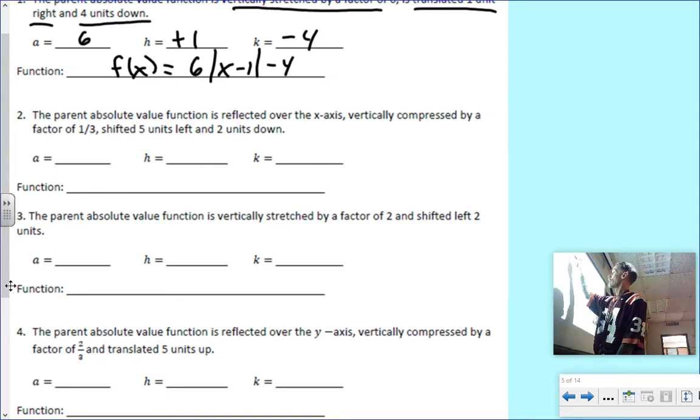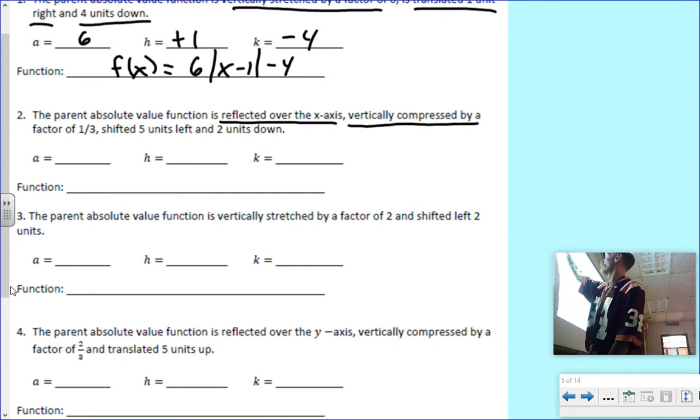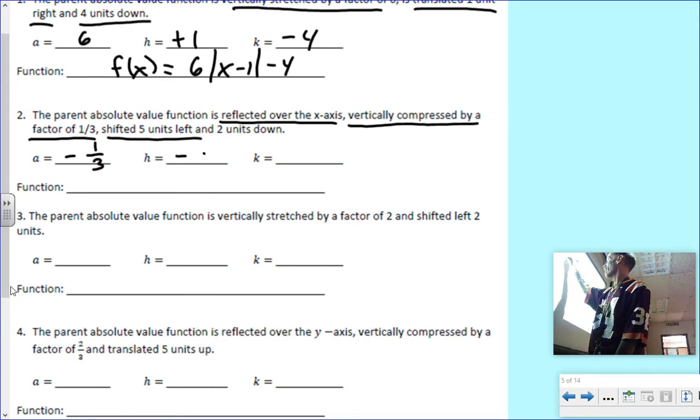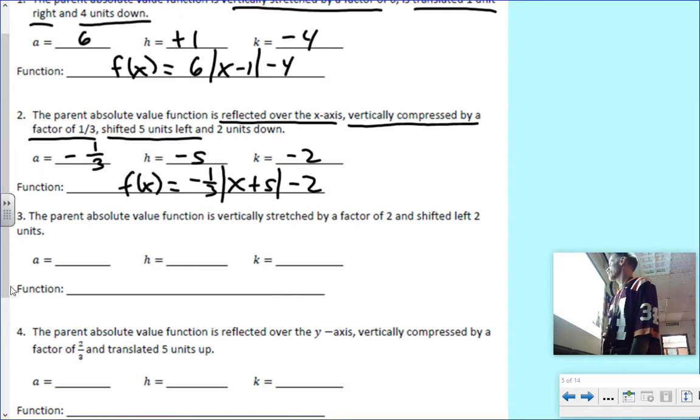Okay, so hopefully you got these done. So again, reflected over the x-axis, so we know the a is going to be negative, vertically compressed by a factor of 1/3. So that means a is 1/3, but it's also negative since it is a reflection. It's doing both things at once. Shifted 5 left, so h is -5. 2 down, k is -2. Write the function. So -1/3, your a goes out front. Remember, if it's going left, it's going to look backwards, so it's x plus 5, and then -2.